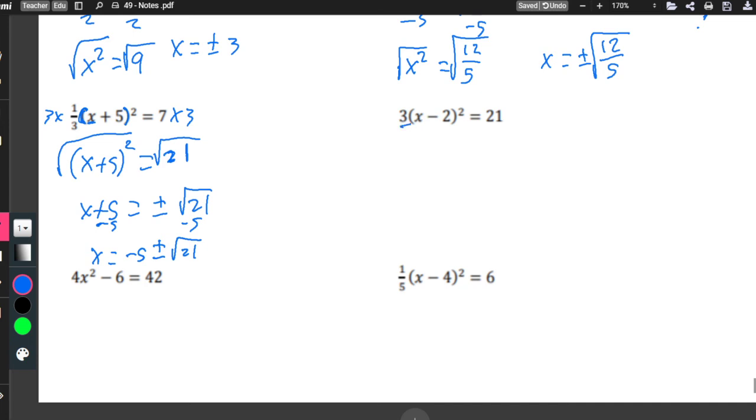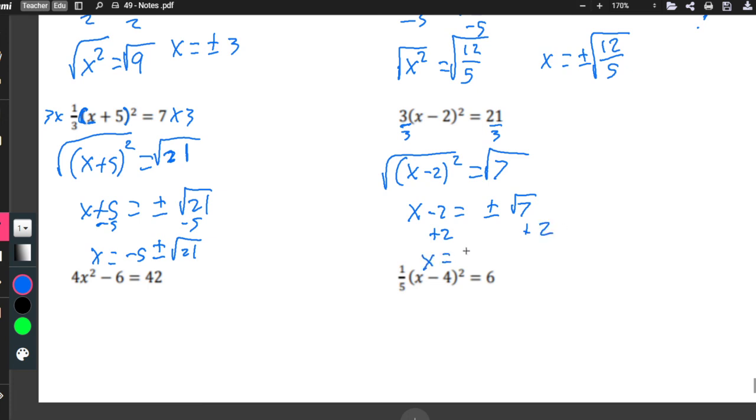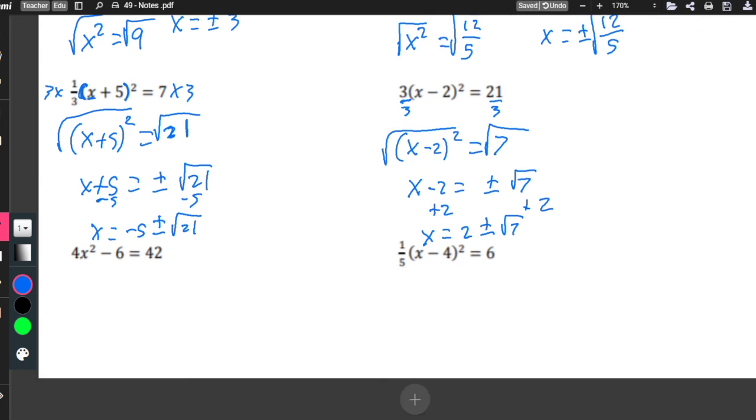Similar thing here, except we're going to start with dividing 3 from both sides. So we'll get x minus 2 squared equals 7. We take the square root. We'll get x minus 2 equals plus or minus square root of 7. And then we add 2 to both sides. So we get x equals 2 plus or minus the square root of 7. You'll notice this plus or minus stays with the square root. It doesn't follow the negative 5 or the positive 2.